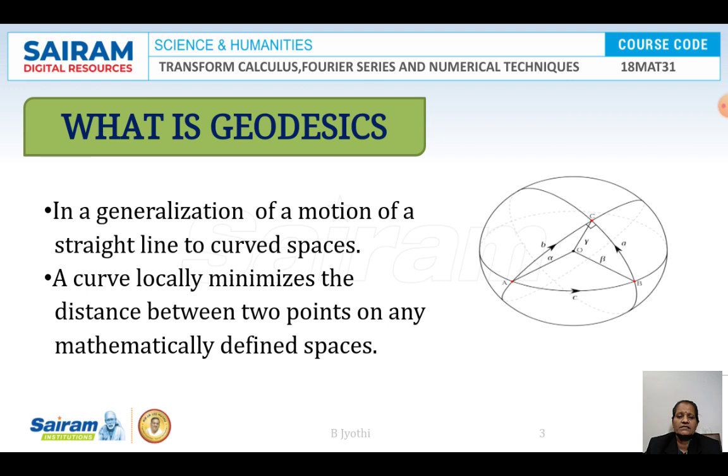So first of all, let's see what is a geodesic. You can look at the diagram here. When we take a curved surface, the distance between any 2 points will be more here. Whereas if you take the direct distance between the 2 points, that is the intersection, it will be the shortest. That is a geodesic. It is a generalization of a straight line to curved spaces, a curve that locally minimizes the distance between 2 points on any mathematically defined space.